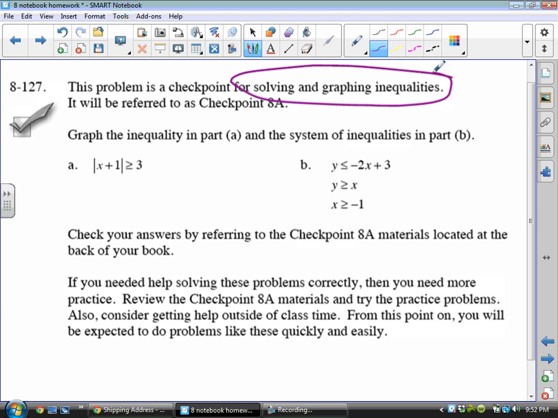So graph the inequality in part A and the system of inequalities in part B. The answers to these are in the book, and they should also be online if you check the homework link, but here's how to work them out.